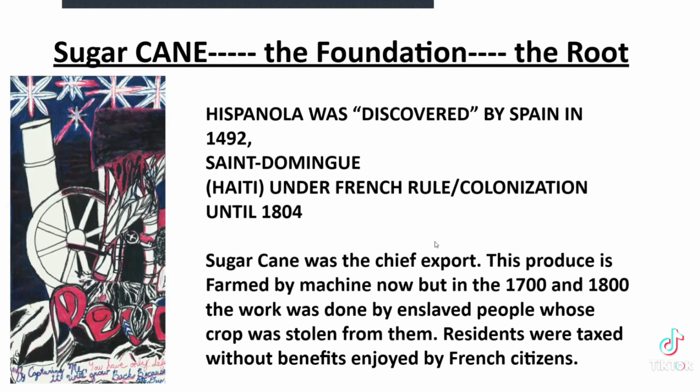So Hispaniola was discovered by Spain in 1492. Saint-Domingue, Haiti, was under French rule, colonization until 1804. Sugarcane was the chief export. This produce is farmed by machine now, but in 1700 and 1800, the work was done by enslaved people whose crop was stolen from them. Residents were taxed without benefits enjoyed by French citizens. Thanks, Sierra. Next slide, please.